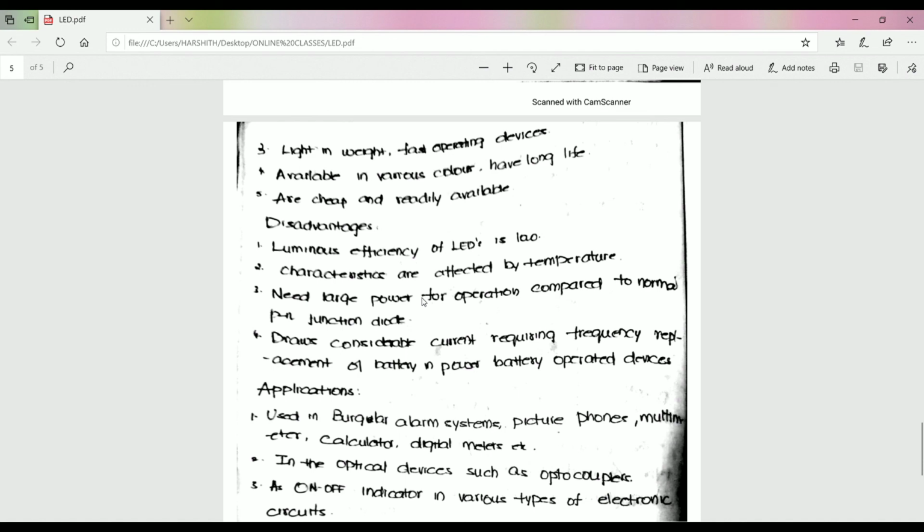Next, disadvantages. Luminous efficiency of the LED is low. The characteristics are affected by temperature. It needs large power for operation compared to the normal PN junction diode. It draws considerable current, requiring frequent replacement of the battery in low power battery operated devices. Okay, that is the LED.